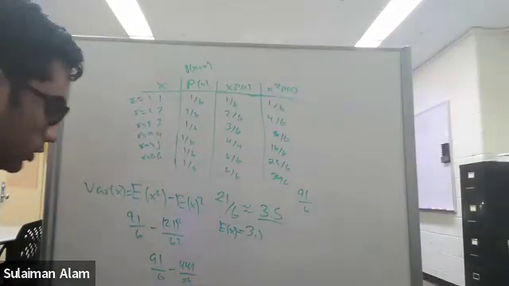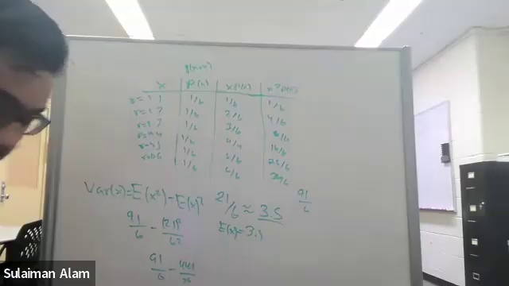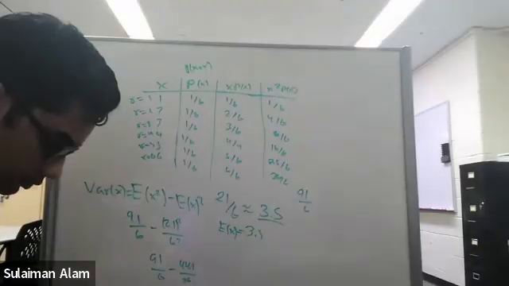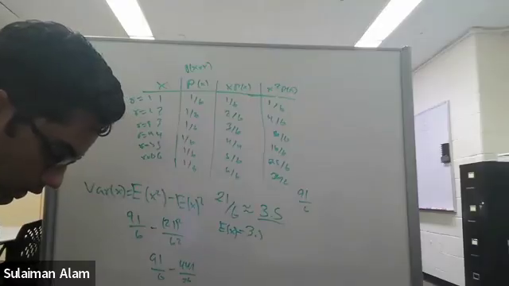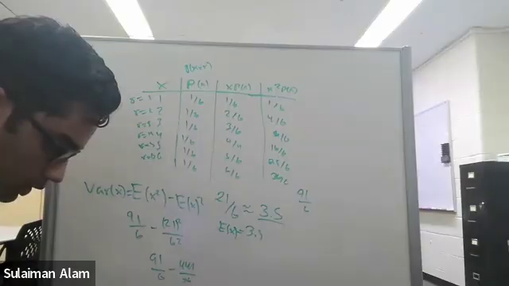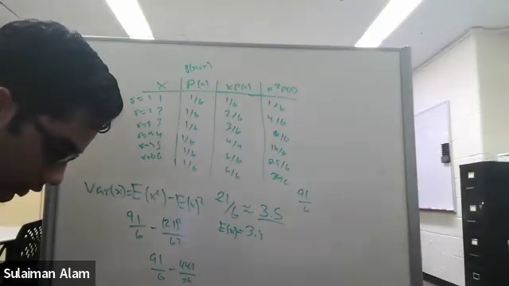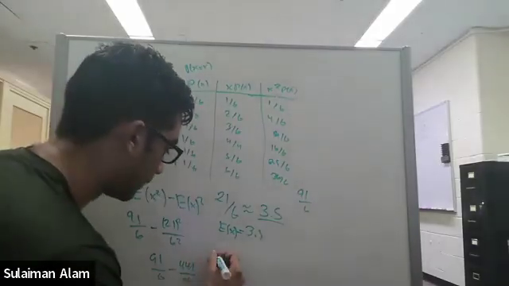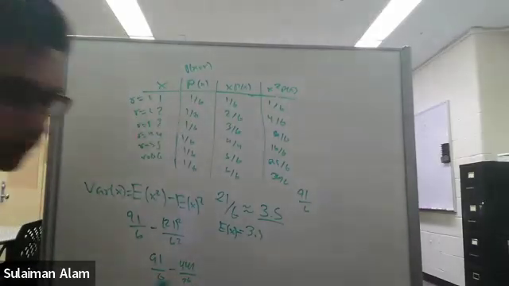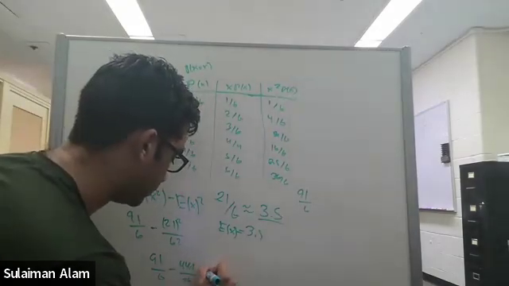I am not going to try that. Saying, okay, this is true, right? But at the same time, we don't really care about that. So 91 times 6 minus 441, divided by 36. So the variance is like 2.9.